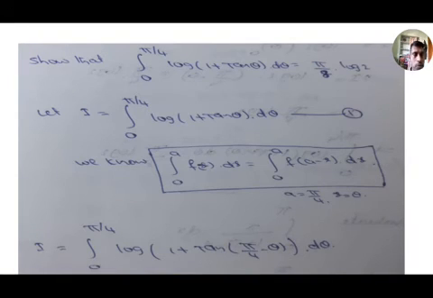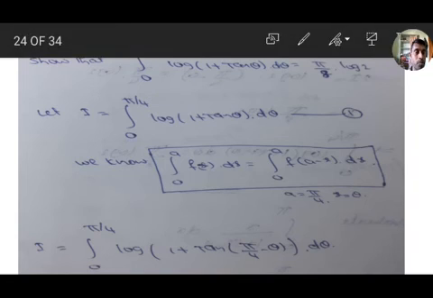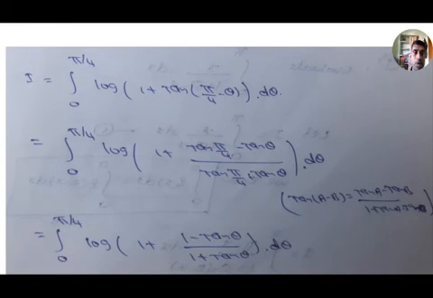Here the same property we are using: integration 0 to a f of x dx equal to integration 0 to a f of a minus x dx. Instead of x it is theta, f of theta, and a equal to pi by 4. Substituting tan of pi by 4 minus theta, using the tan a minus tan b formula, tan a minus tan b by 1 plus tan a into tan b, with a equal to pi by 4 and b equal to theta. Tan pi by 4 means tan 45, whose value is 1, so 1 minus tan theta by 1 plus tan theta.